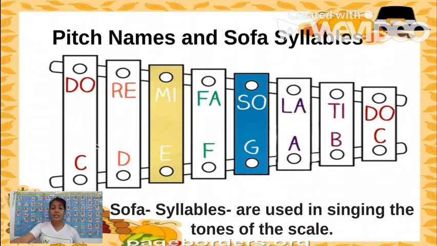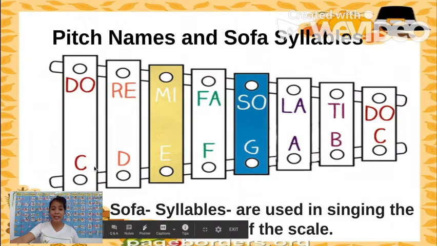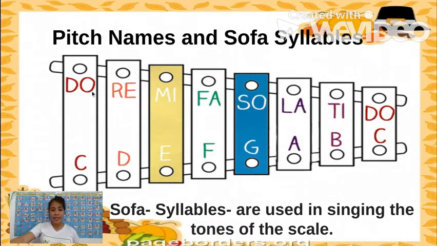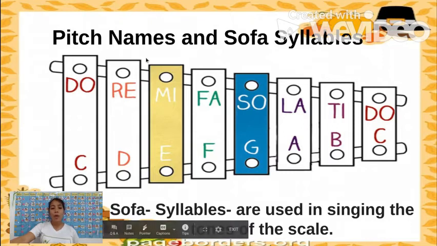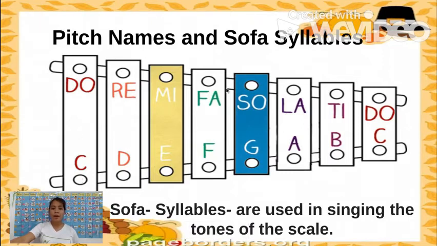We use the pitch names especially if we're playing instruments. That is why we have C major, C minor. We use these letters for the chords in playing instruments. Now, the shortcut for C is do. If I ask you what is the sofa syllable for C, that's do. For D, re; E, mi; F, fa; G, sol; A, la; B, ti; C, do. Got it?